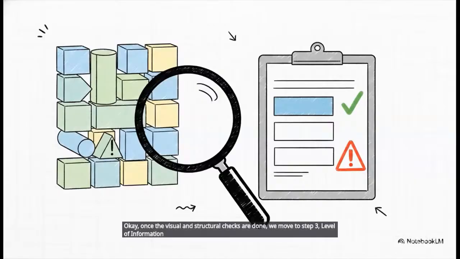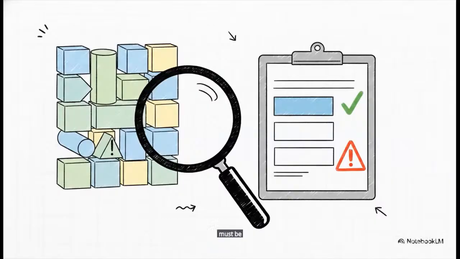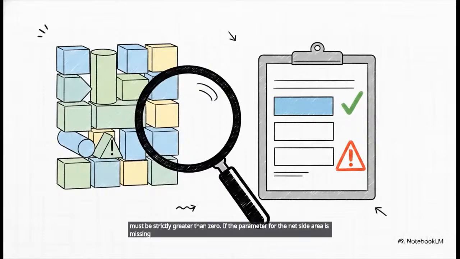Okay, once the visual and structural checks are done, we move to step 3, level of information, or LOI. Now, this isn't about geometry at all, it's about making sure the data types and values are actually correct. For instance, Larix allows you to set a hard rule that the numeric area of a wall must be strictly greater than 0. If the parameter for the net side area is missing entirely, the system flags it automatically as a mistake. It essentially guarantees that every single required parameter is actually filled in.